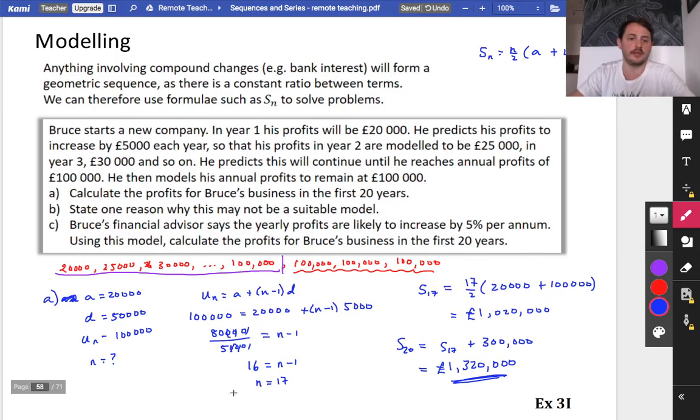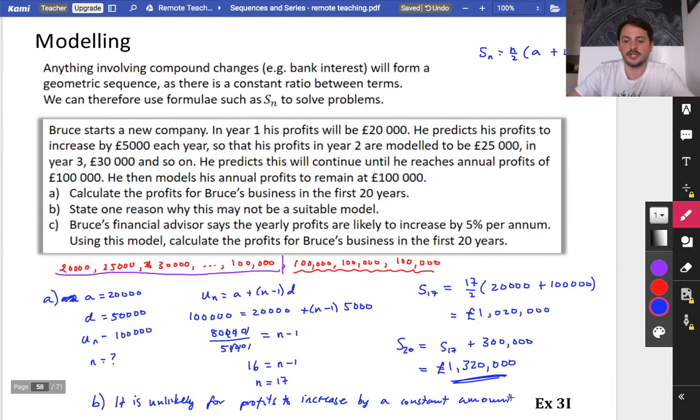State one reason why this may not be a suitable model. I guess there are lots of different things. It could be that it is unlikely for profits to increase by a constant amount. Think of any business, they're not going to go up by the same amount each year. It is unlikely for profits to increase by a constant amount.